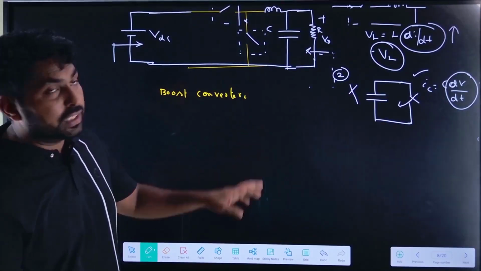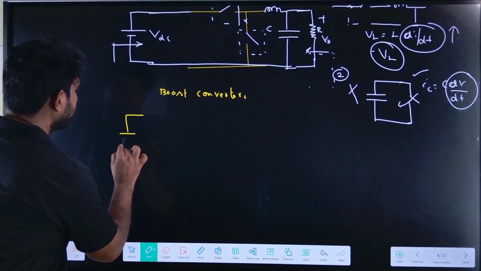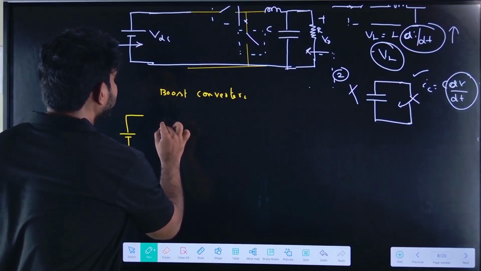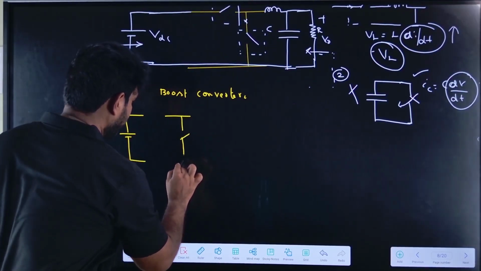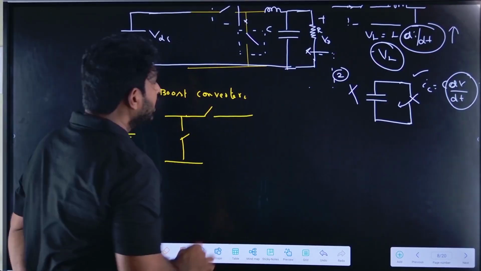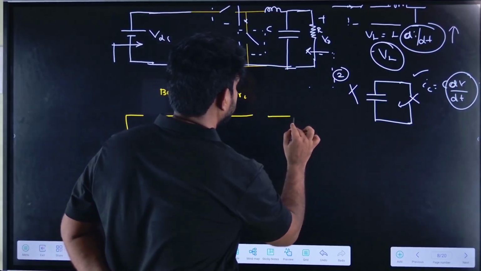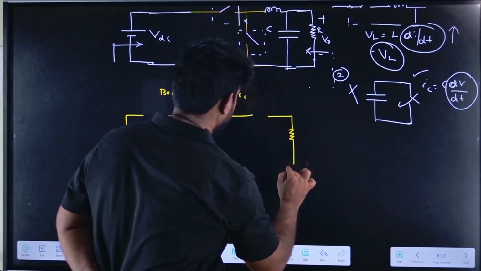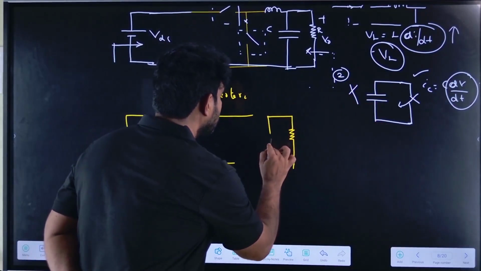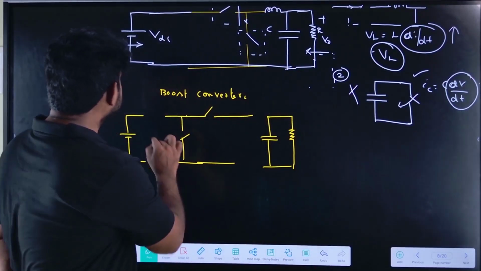To draw the boost converter, let us assume that the source is here. Then we need to draw the shunt switch here, and then the series switch. Now let us connect the load here. Now we can connect the capacitance here, because the main function of the capacitance is to eliminate the output voltage harmonics.